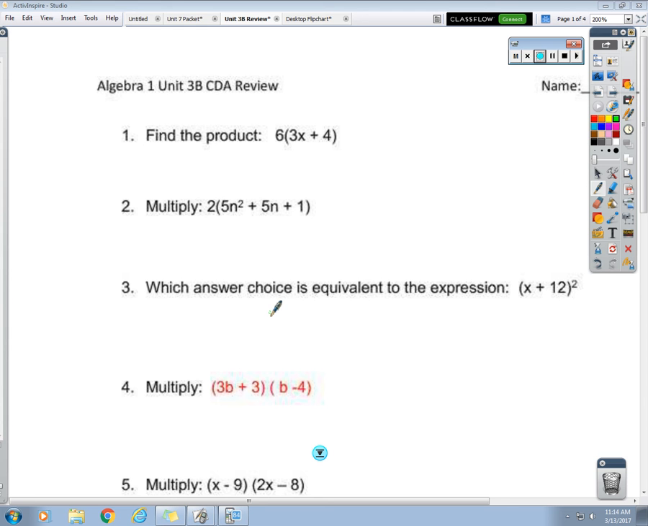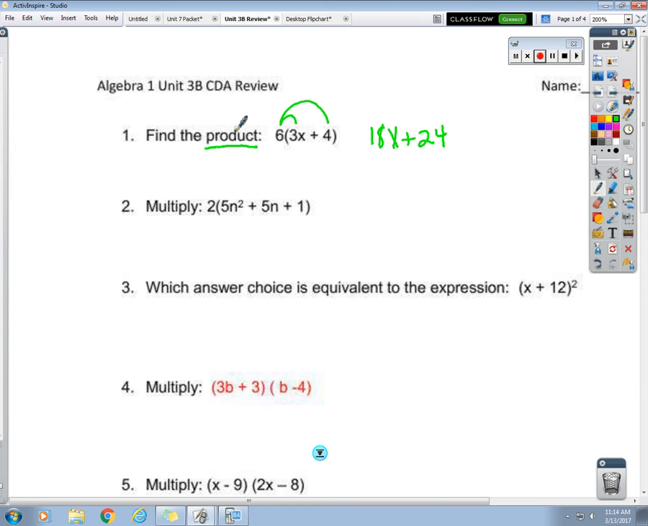Find the product of 6 times 3x plus 4. What does that mean, find the product? Okay, so if they're wanting you to multiply, how do you multiply something like this? Correct. 6 times 3x is 18x, and 6 times 4 is 24.